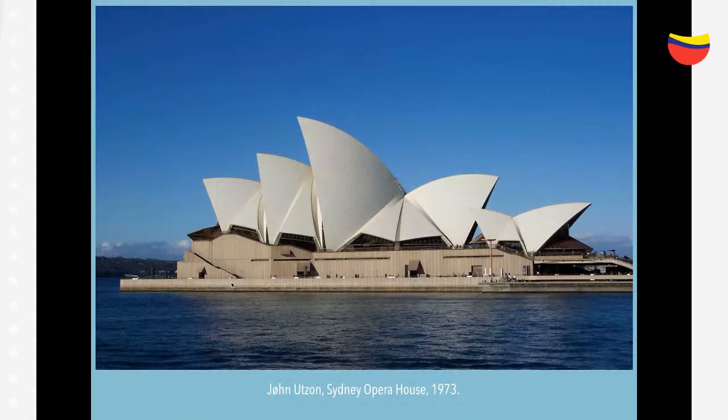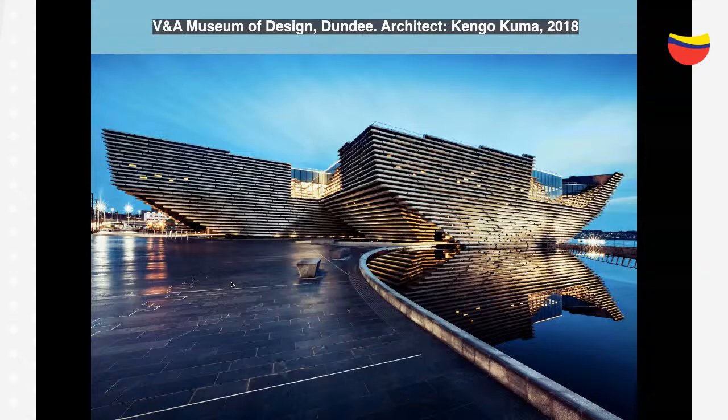Another example, the very famous one, I'm sure you all know about it or heard about it, Jørn Utzon's Sydney Opera House, built in 1973. No need to say a word. Or this is a new one, Kengo Kuma's Dundee architecture. Here, we don't only see the repetition, rhythm, but also lots of lines and reflections.